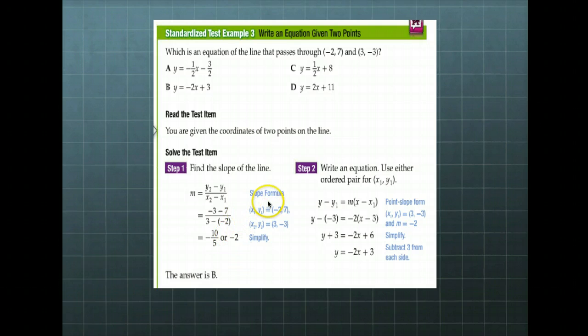Now we can use the point-slope form now that we've got this slope, and it doesn't matter which point you pick because that line's going to go through both of them. So pick either one. Looks like here they've picked the second point, (3, -3), to substitute in. So -2 is the slope that you found over here, and using that point (3, -3), we find out that the equation is y is equal to -2x plus 3, which just happens to be answer B. Good job.